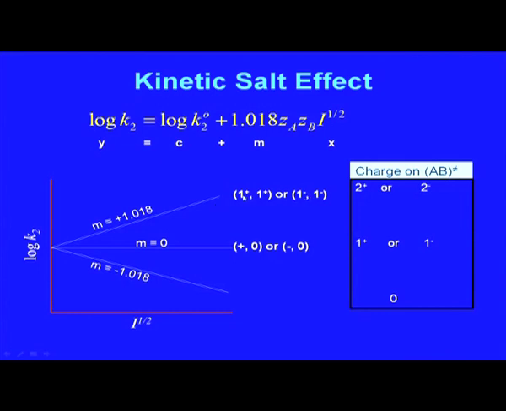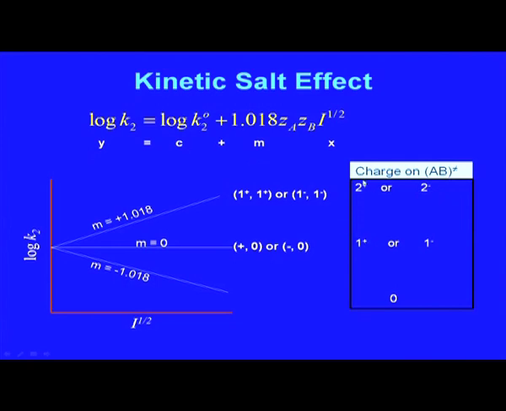Okay. So, same type of charge means plus, plus, so it will increase. Okay. Minus, minus, it will also increase, but if it is opposite, one plus, one minus, then the slope will be negative. And when either of the two ions has 0 charge, then it will have no effect. Okay.